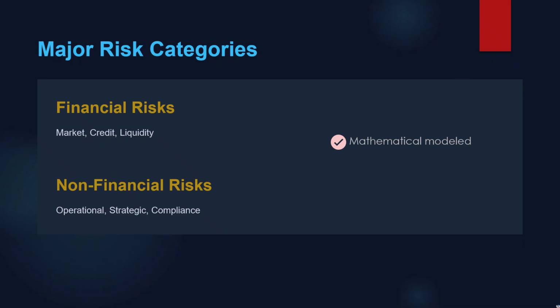Non-financial risks include operational risk, strategic risk, and compliance risk. These have gained enormous prominence over the past 2 decades, especially after events like the 2008 financial crisis, and more recently with cyber attacks and regulatory penalties. It's important to understand that while we separate these for analytical purposes, in reality they interact and amplify each other. An operational failure can trigger liquidity problems, a compliance violation can damage reputation and cause credit issues.